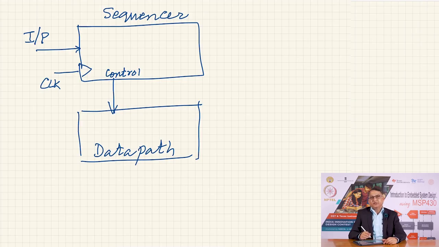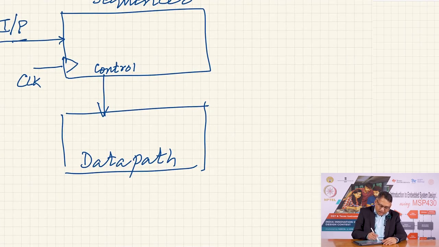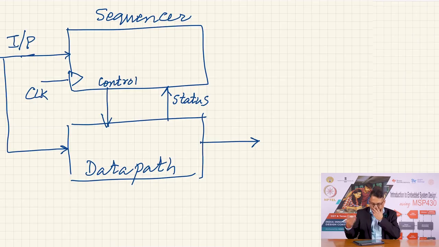The data path elements will perform certain operations for which they may have some inputs from the same inputs which are going to the sequencer, or they may have certain other inputs. It will provide feedback, and we call this status. The data path may produce certain outputs for global consumption, that is, for the outside world.